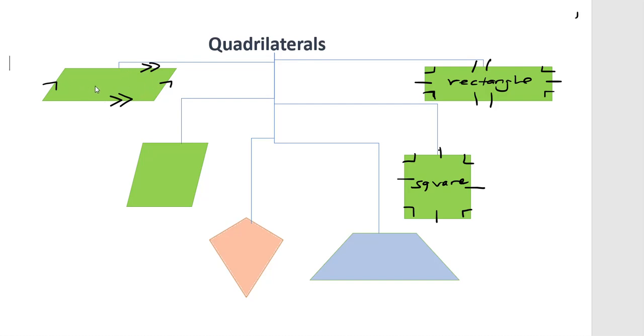So parallelogram, yep, all the opposite sides are equal in length. They're usually shown by arrows, and opposite angles are equal. So that angle and that angle would be equal, and this angle and its opposite over here, they're also equal angles. Okay, so there's some features of a parallelogram.